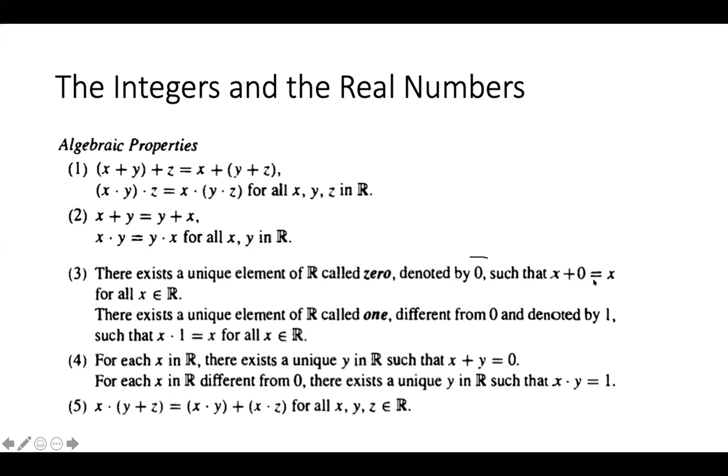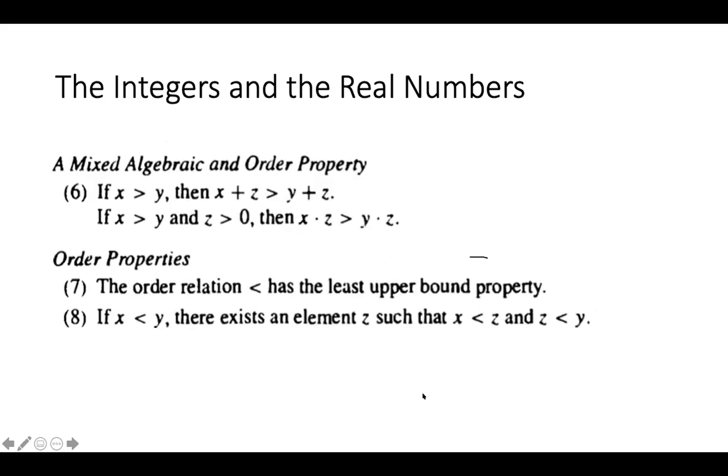So it's saying that the sum with zero gives itself, and then there's a unique element in R called one, the product with which gives the element itself. Also, the product of a product with a sum is the sum of the products for all x, y, z. And then these are some other properties regarding order. So if x is greater than y, then x plus z is greater than y plus z for x, y, z in R.